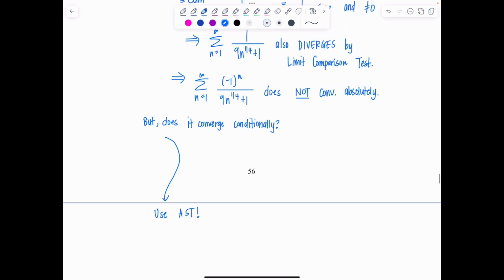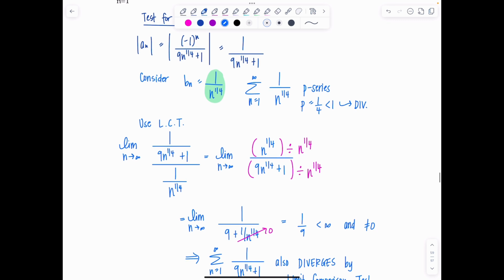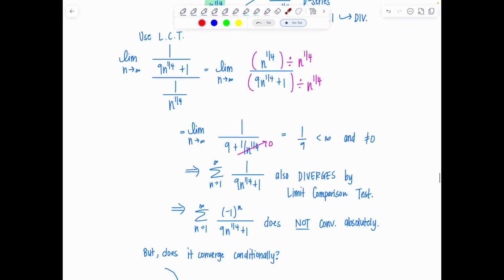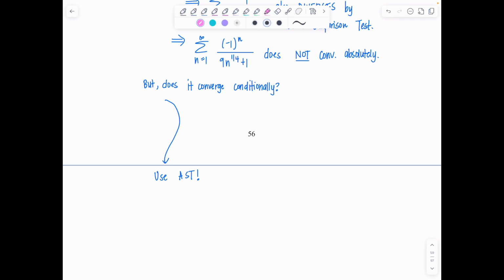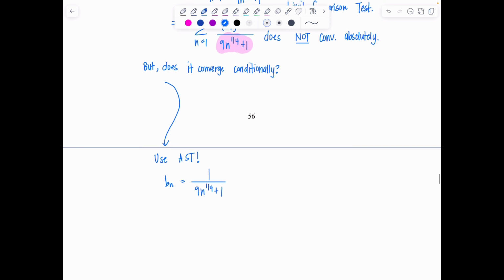So now I look at the absolute value of a sub n, which is 1 over 9n to the 1/4 plus 1. That's what we call b sub n when we do AST. It's kind of confusing because there was this other b sub n for the limit comparison test, but that's basically what we're going to look at here. I'm going to see whether 1 over 9n to the 1/4 plus 1 satisfies the two conditions of the AST. So I'll just rewrite. Now b sub n is this guy, and we check two things.